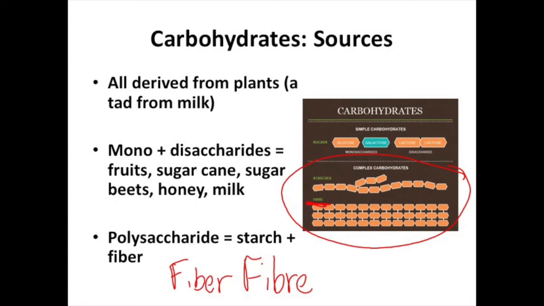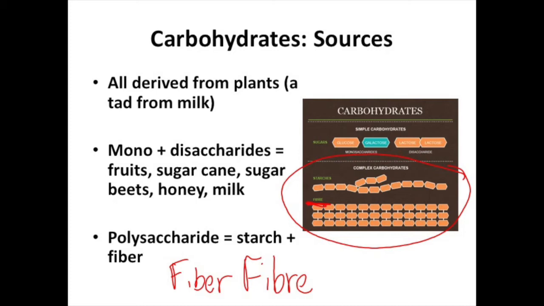So a monosaccharide, something like glucose, or a disaccharide, those are quite simple. It's either 1 sugar molecule or 2 sugar molecules that have been covalently bonded together. These are what we're going to find in fruit, in sugar cane, sugar beets, honey, milk, very sweet things. When you think of your more processed foods, candy and cookies, those are going to be a lot of these mono and disaccharides.